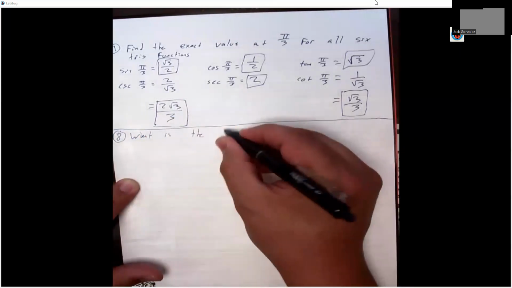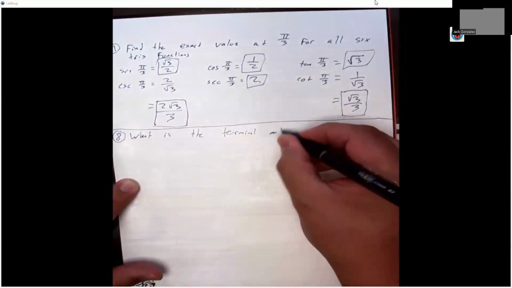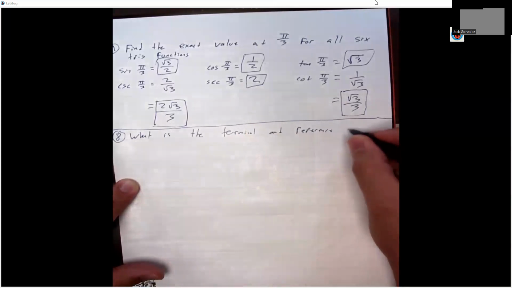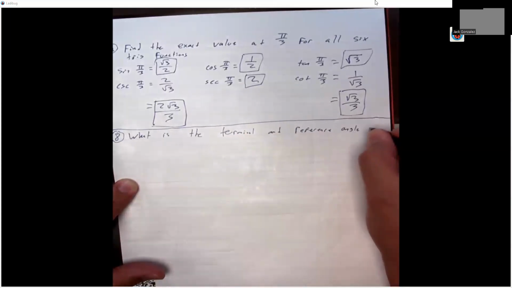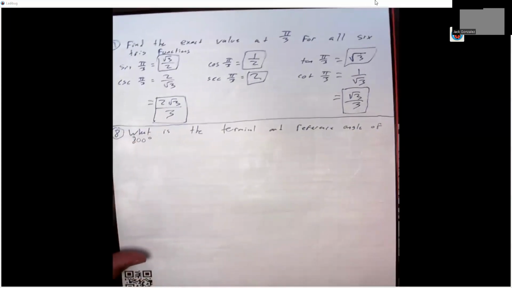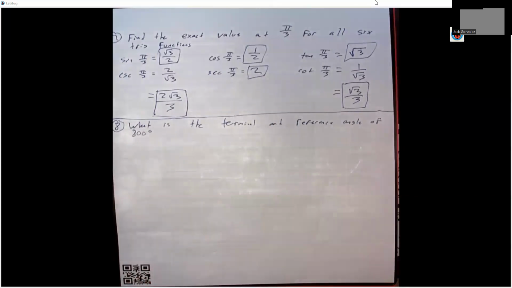What is the terminal and reference angle of 800 degrees? Basically, terminal meaning where does it land, right? They keep going around 800 degrees. That's going to be what? 80? Yeah.